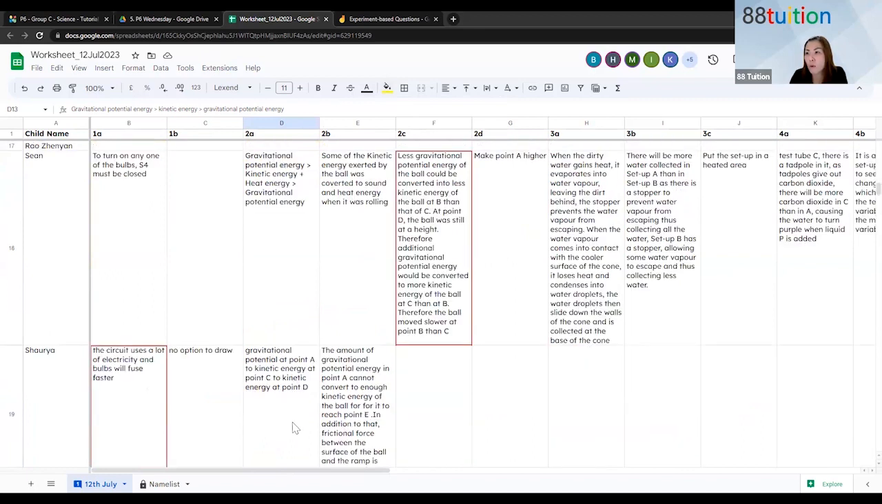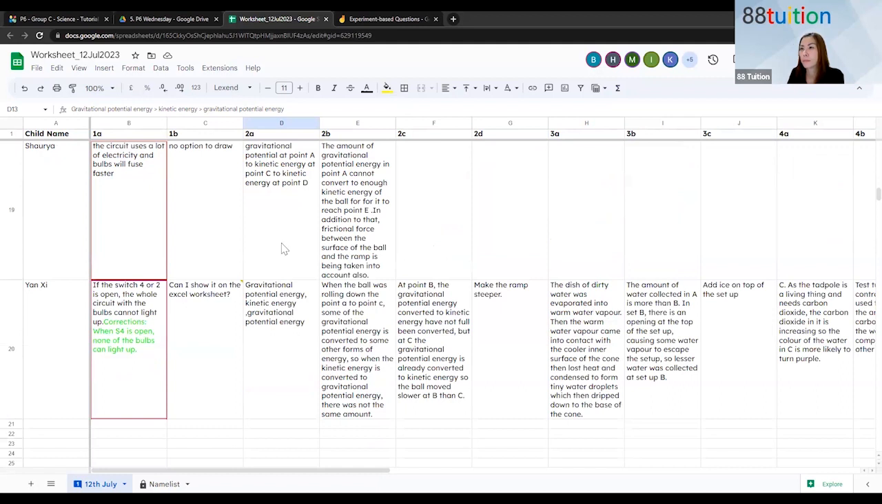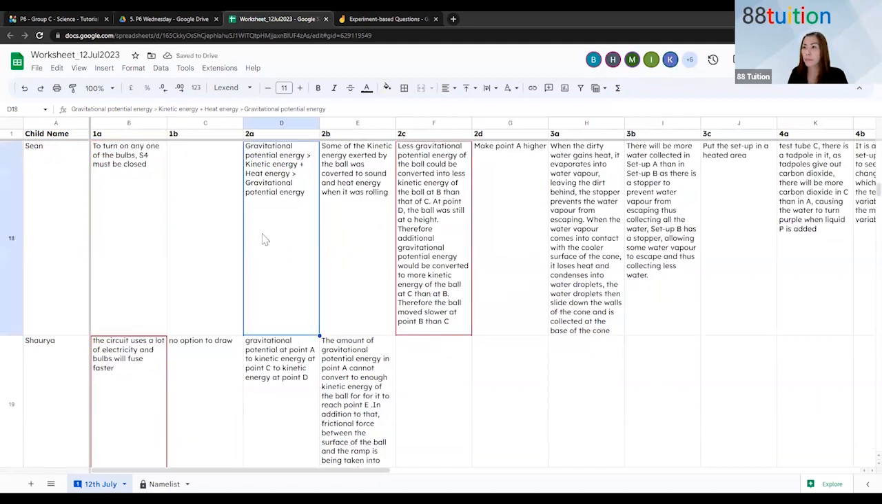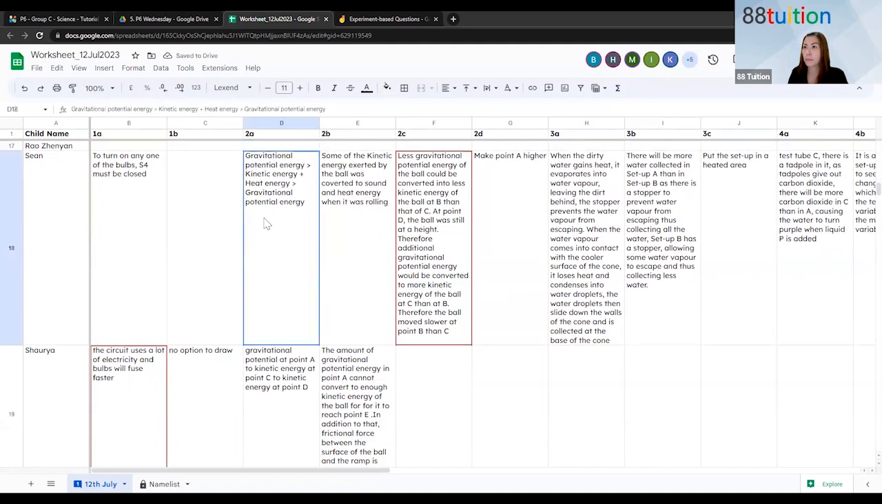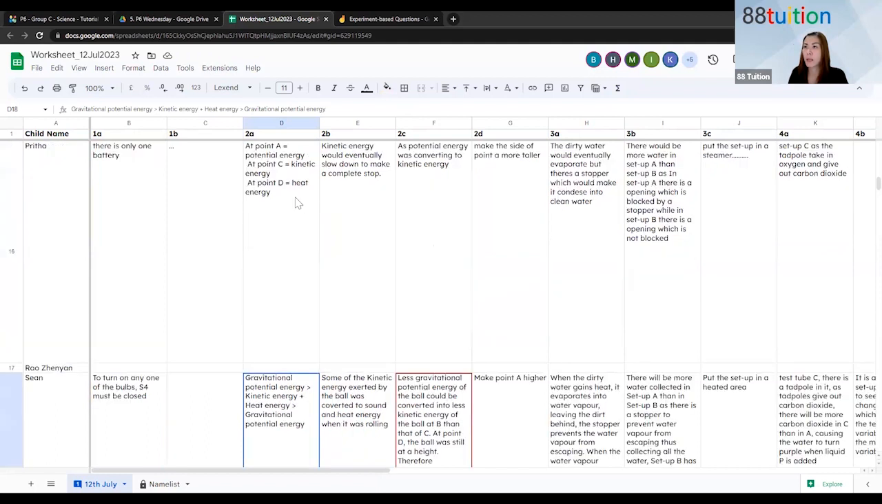No, this one is wrong. Sharia, take a look here. At point D, that's the highest point it reached. It didn't even go to E. So you cannot write down kinetic energy, because it's no longer moving there. Okay, Prita, because of the heat energy, I can't mark you correct.